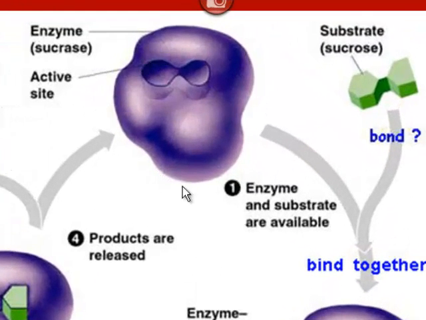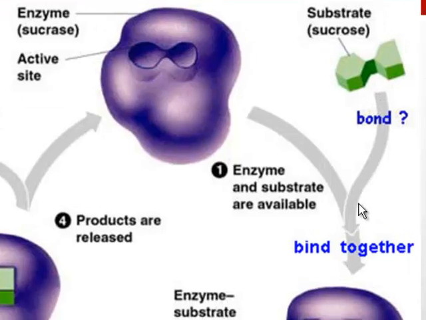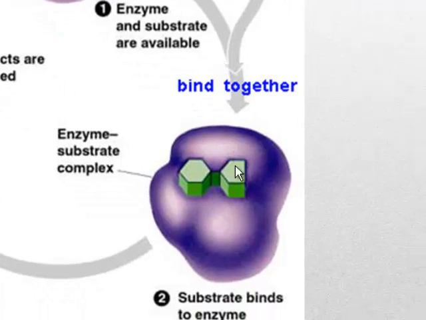So here is my enzyme. Here is the opening for my active site. So this enzyme is called sucrase, an ASE enzyme. Here I've got my substrate, okay, and this one is sucrose, OSE is sugar. When they come together, so they're going to come down and join together, that is called the active site. The sucrose will fit into that enzyme. When they come together, it's now called an enzyme substrate complex. Okay, so just putting the two together and calling it a complex.